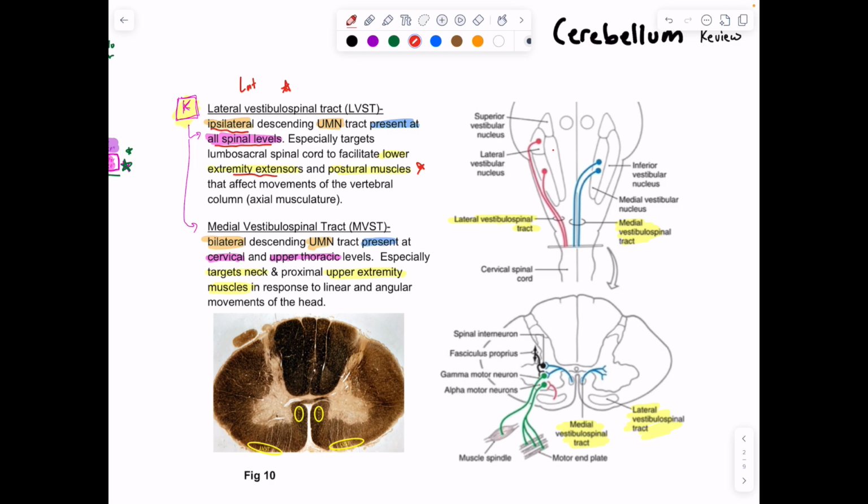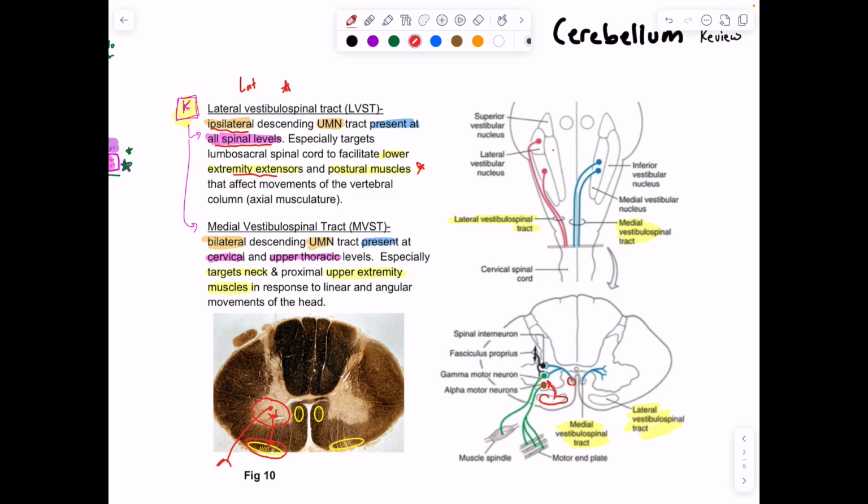It will synapse, right? So you're coming in the lateral vestibular spinal tract. You're going to synapse here in this ventral horn. So coming in like that, and then you synapse here, and then you go to the muscle itself. All right, and so that's what we see here with this alpha neuron.